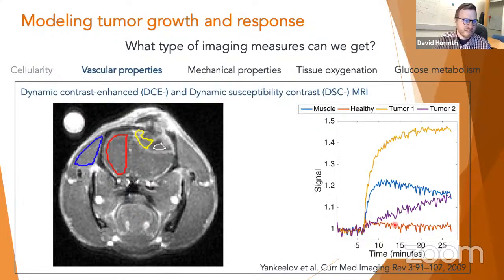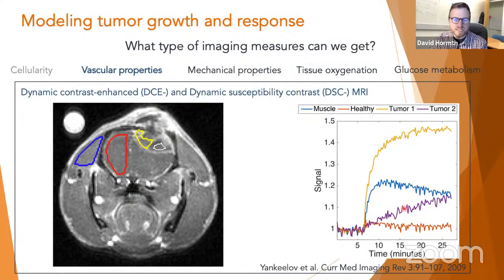tissue. But since there are quite a lot of blood vessels in the brain, we do have an increase in signal there. The yellow region is part of the tumor here, and so we see a rapid uptake in signal intensity. And then this white ROI corresponds to this purple line over here, where we actually see a slowly increasing signal intensity over time.